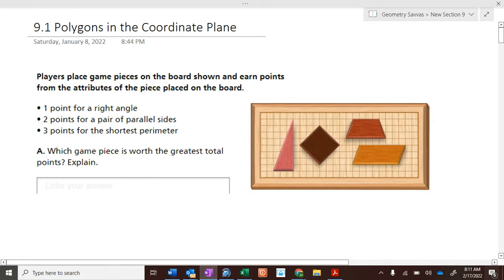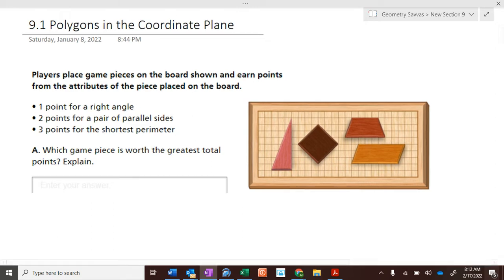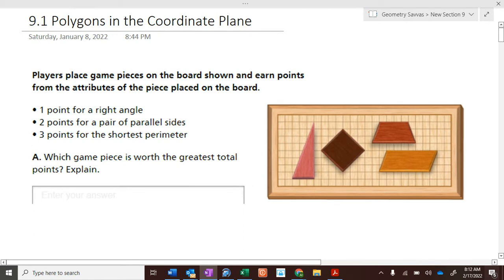Okay, looking at the board, we have 4 shapes. It's kind of a game here. You get 1 point for every right angle on your piece that you place on the board, 2 points for parallel sides, 3 points for the shortest perimeter. Okay, let's start with the triangle.